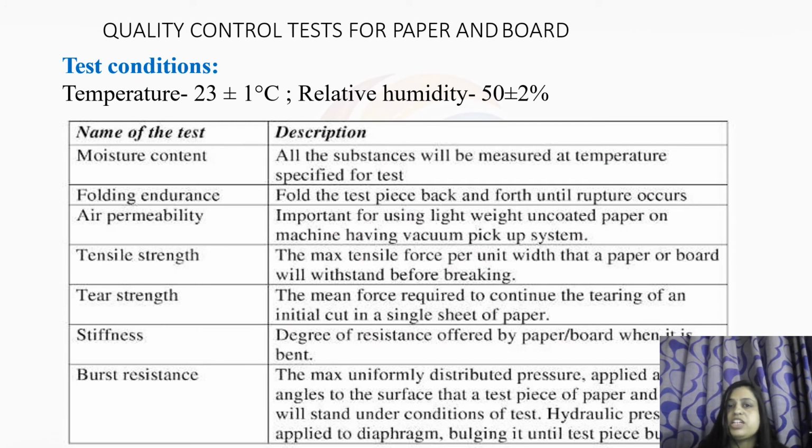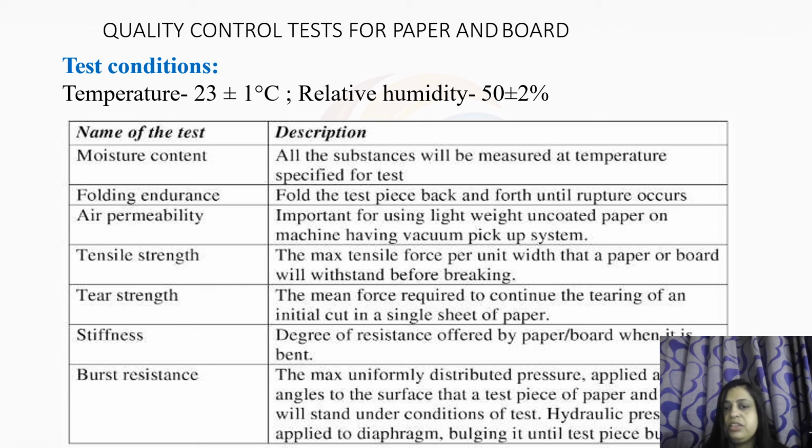Now quality control test for paper and board. Temperature is 23 plus minus 1 degree centigrade. Relative humidity is 50 plus minus 2 percent. So here first is moisture content. All the substances will be measured at the temperature specified for the test. Folding endurance: fold the test piece back and forth until rupture occurs. Third is air permeability, important for using lightweight uncoated paper on machines having a vacuum pickup system.